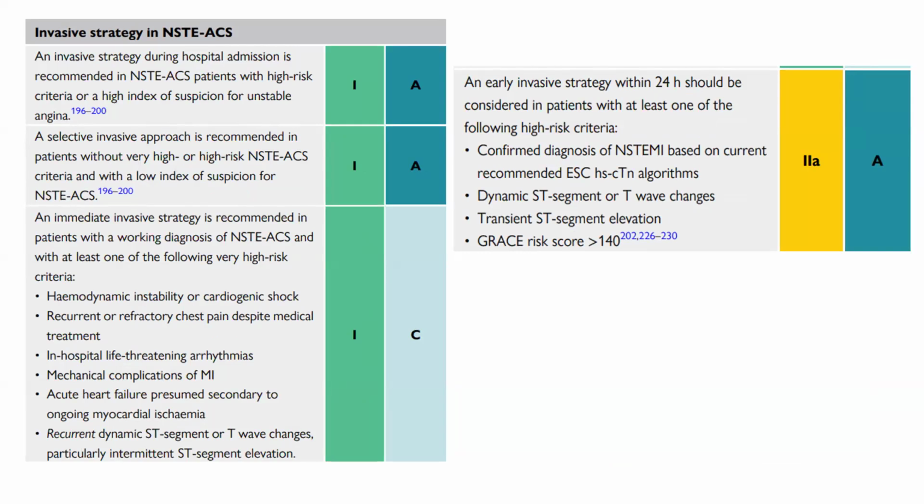And like we mentioned earlier, an immediate invasive strategy, as in less than 2 hours, similar to treating a patient with STEMI, even though the patient has a non-ST elevation, if he or she has one of the following, as we mentioned: in shock, hemodynamically unstable, refractory chest pain, life-threatening arrhythmias, mechanical complications. An early invasive strategy within 24 hours, which is 2 to 24 hours, should be considered in the high-risk group as compared to within 2 hours in the very high-risk group. This used to be a higher class, but now it's 2A.